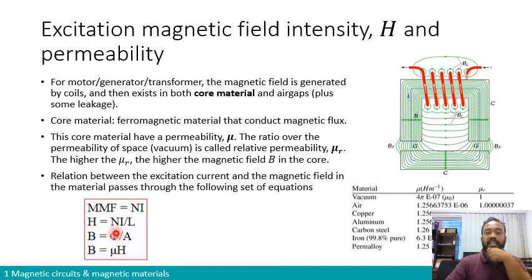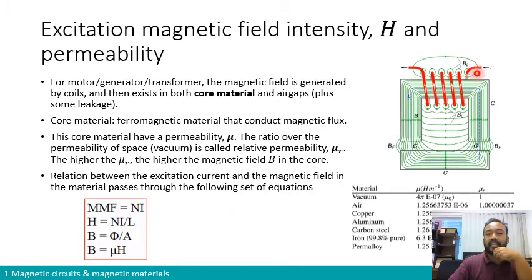H is basically the number of coils multiplied by current divided by the length considered across which we want to calculate the magnetic field, Ni over L. So Ni alone is what we call MMF. MMF is basically magnetomotive force, the force that creates the magnetic flux, that creates the magnetic field. So if you have more current and more number of coils, you have more magnetic field. That's why we call it magnetomotive force, MMF.